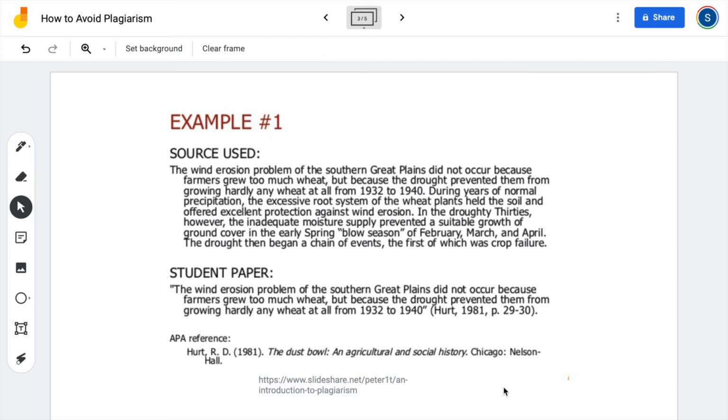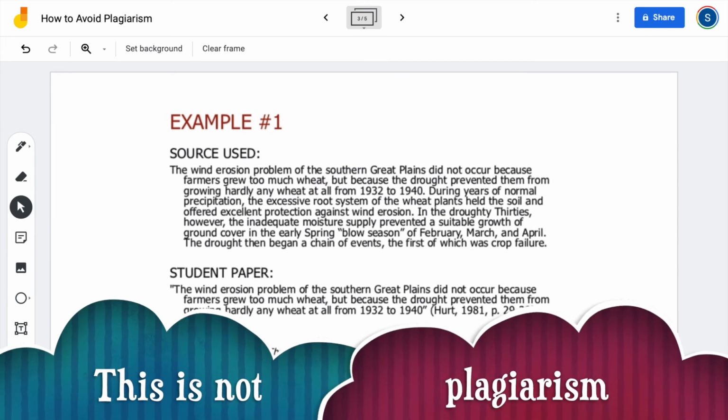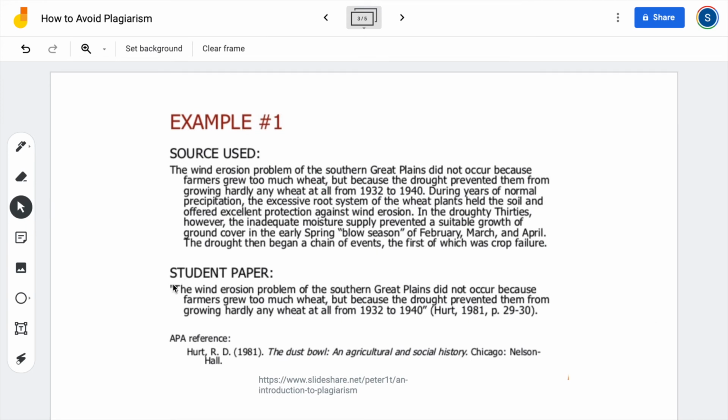So the correct answer is no, this is not plagiarism. So why is this not plagiarism? The student here quoted the original text. As you can see, there are quotation marks here to start and end the quote from the original text, and they cited it with the author's last name, the year in which the article was written, and the page where they got the quote from. Okay, they cited it in the text, and they cited it in their reference section with further information on the source. So again, the author's last name, the year, the name of the article, and they cited that here in their references. So this is not plagiarism.